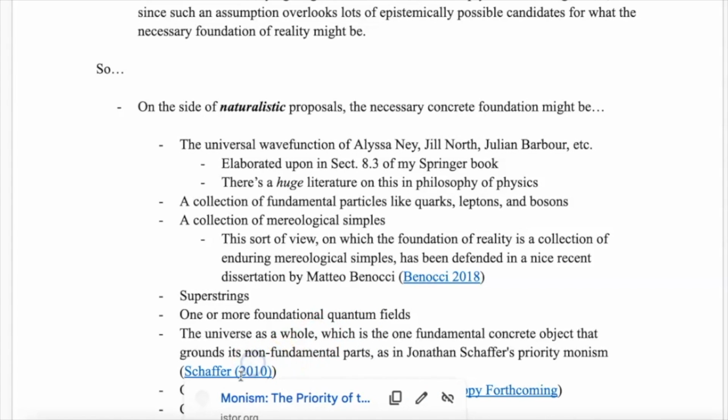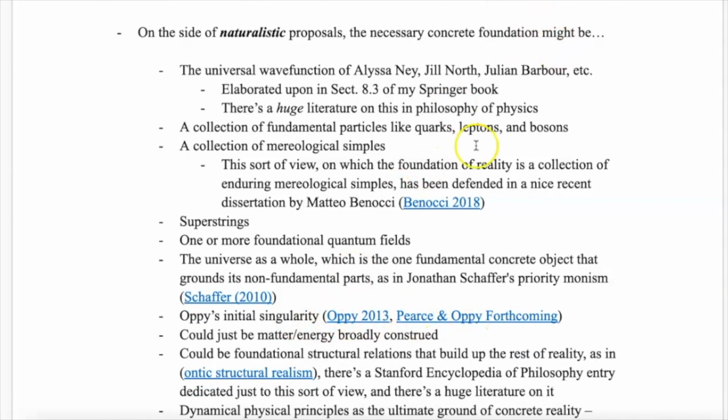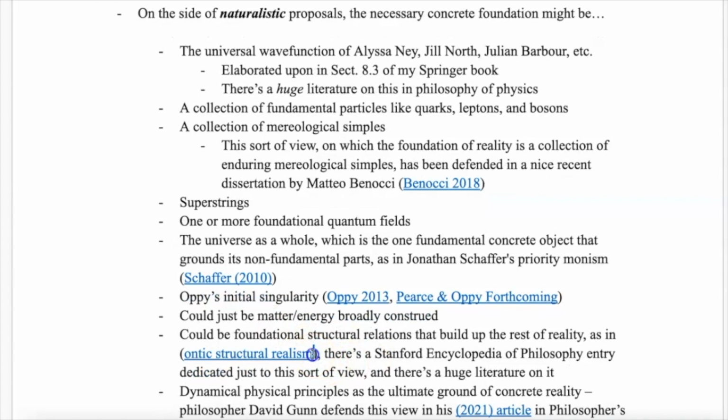You can see his paper here, as well as lots of other papers and lots of other literature that have blossomed off of it. The necessary concrete foundation might be Oppie's initial singularity that he's developed in various places. It could just be matter/energy broadly construed. It could be foundational structural relations that build up the rest of reality, as in ontic structural realism.